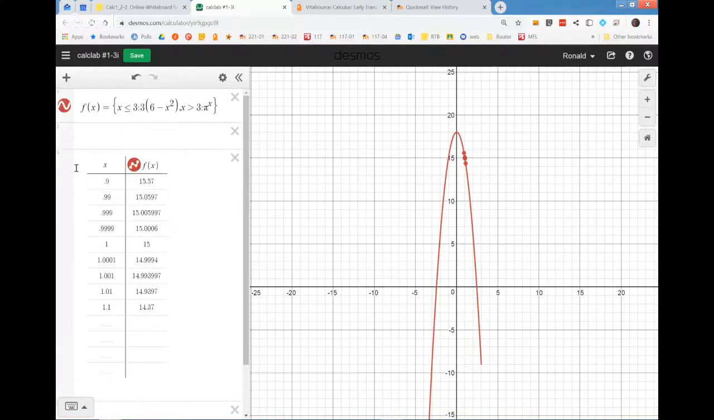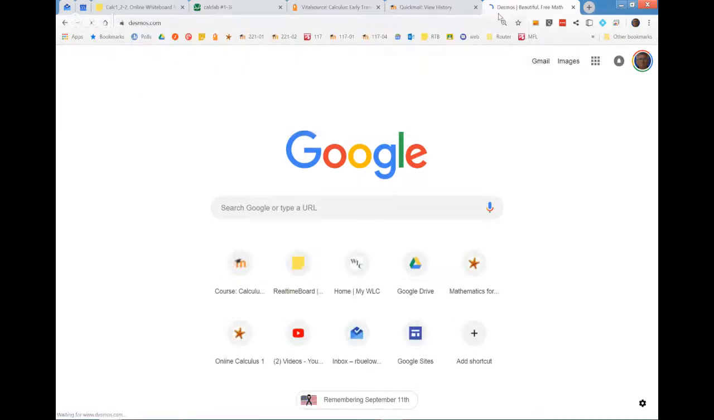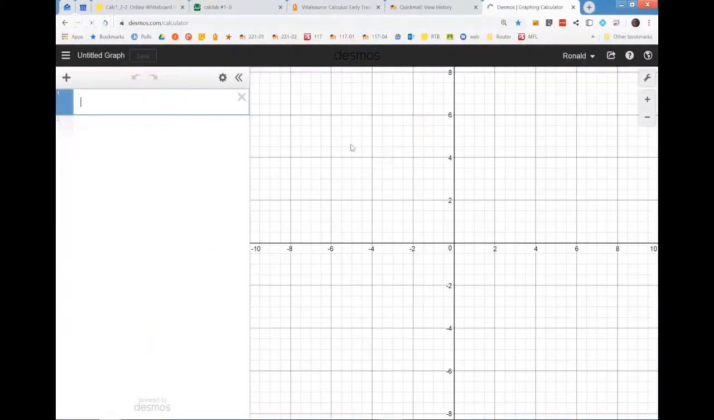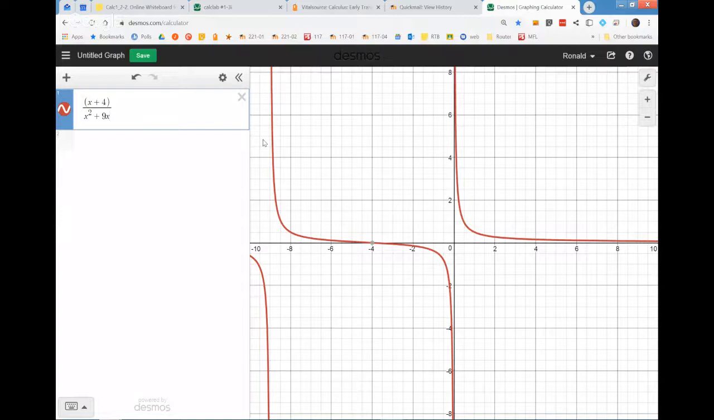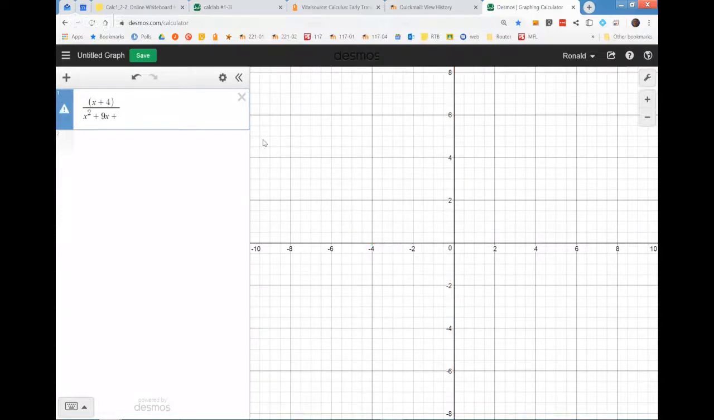Let's see. Let's do a new Desmos here. Okay, so we have x plus 4, and that's divided by x squared plus 9x plus 20. Okay, so what's the limit as x approaches -4?